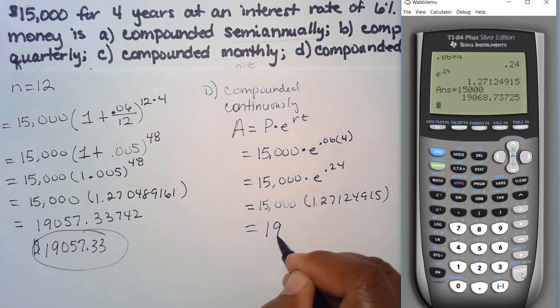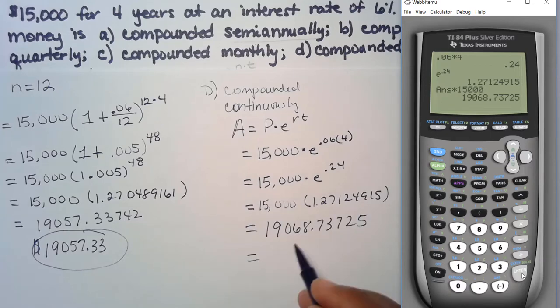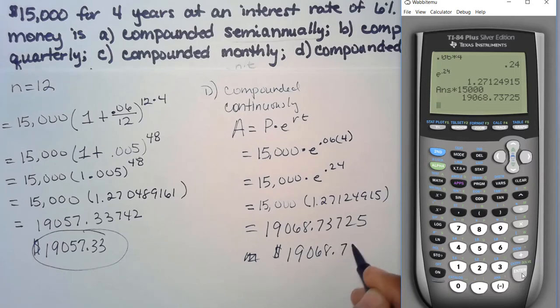Okay. And what will we have after 4 years? $19,068.74. There we go. All right, so we've looked at all 4 problems.